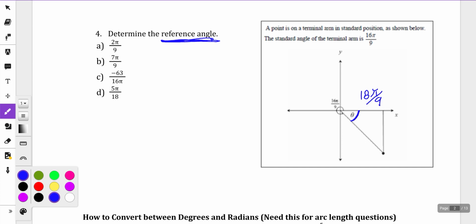To get from 16 to 18, I am missing 2 pi over 9. That would give me a full rotation of 18 pi over 9. 18 pi over 9 is a full rotation of 2 pi. Therefore, A is the right answer.